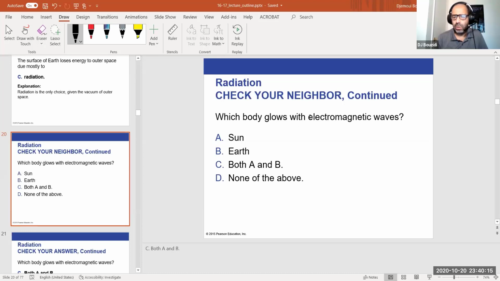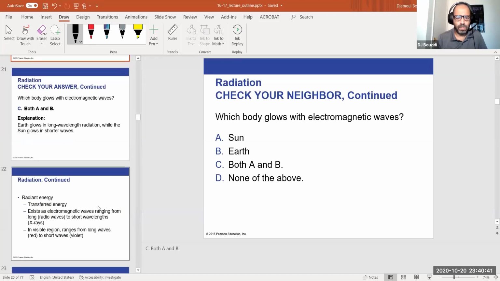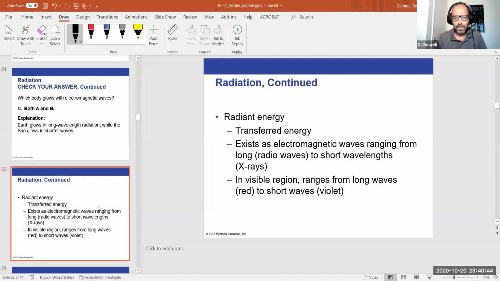Which body glows with electromagnetic waves? The sun, the earth, and everything else, as long as it has temperature. Everything radiates electromagnetic radiation. You and I and everything sitting in this room, all of them emit radiation because they have temperature. Okay? So this is a basic concept here. It's basically what we call the electromagnetic waves, the EM waves.